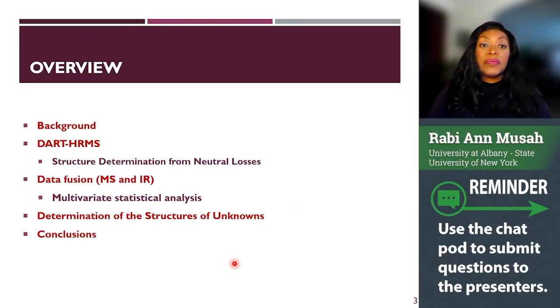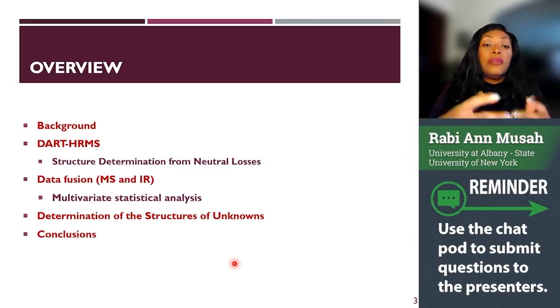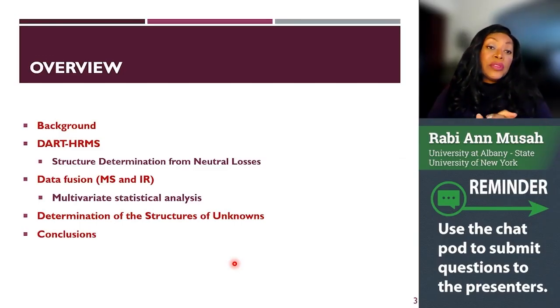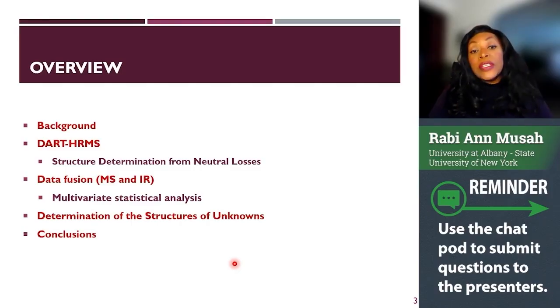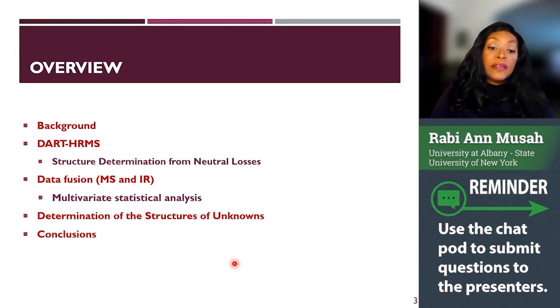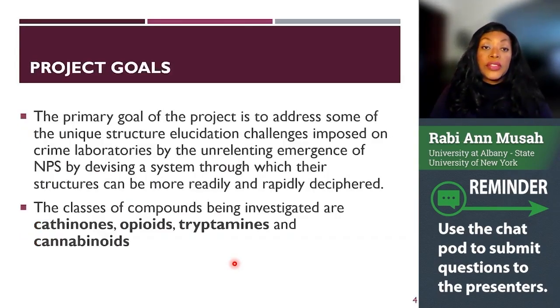So I'm going to begin with an overview, with a background of how we got into this project and why we're doing it, the two instrumental techniques that we use, which are DART mass spectrometry and infrared spectroscopy. I will talk about how we apply multivariate statistical analysis to the output of those methods, and then how we apply the outcomes of that to structure determination of unknowns, and then I'll wrap up with some conclusions.